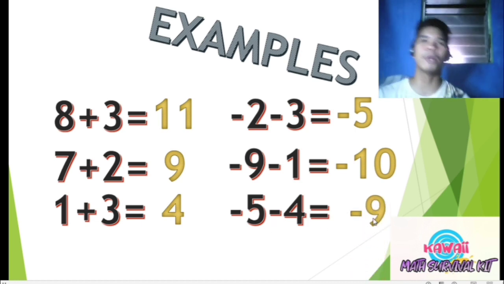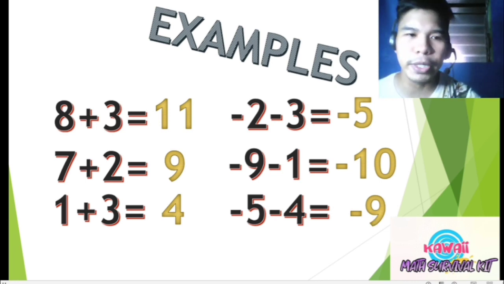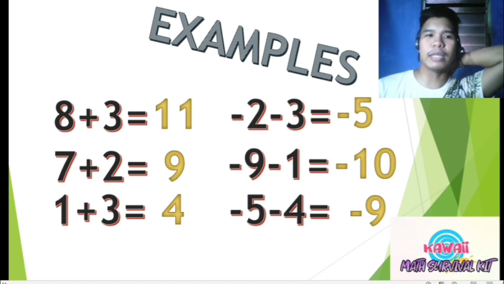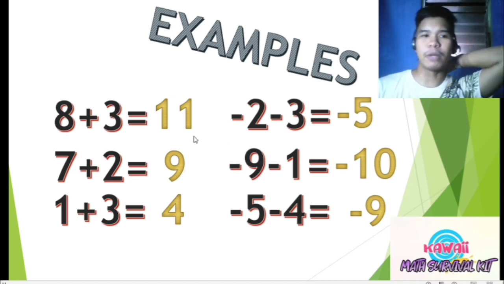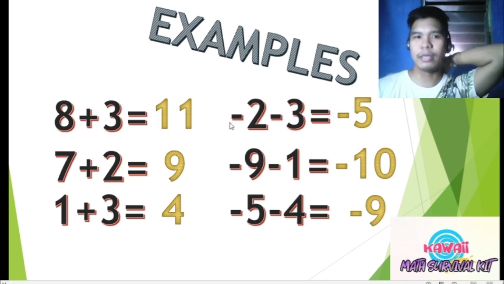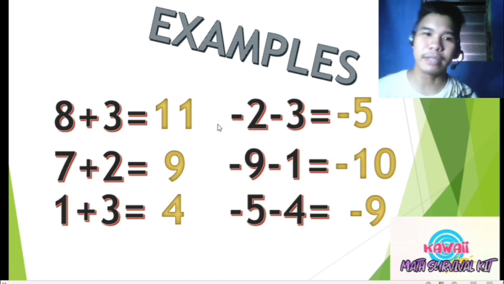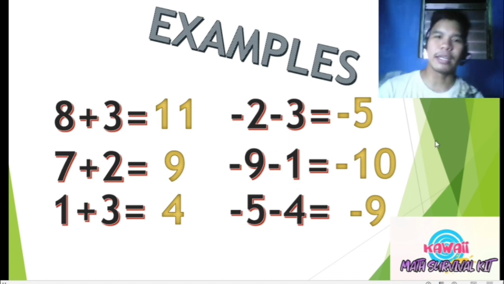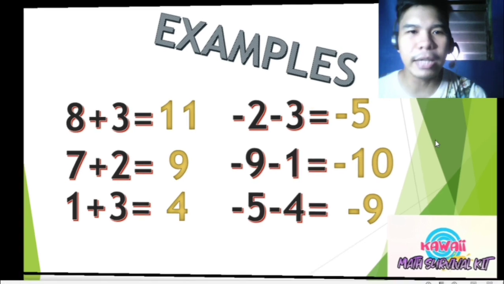So very simple. If the two numbers have like signs, automatically we're going to add them. Both positive, we add, and then the answer is still positive. Both negative, we add, and then we copy their common sign, which is negative. Okay, let's go over other examples.